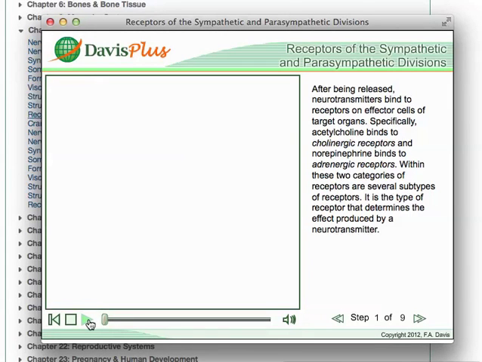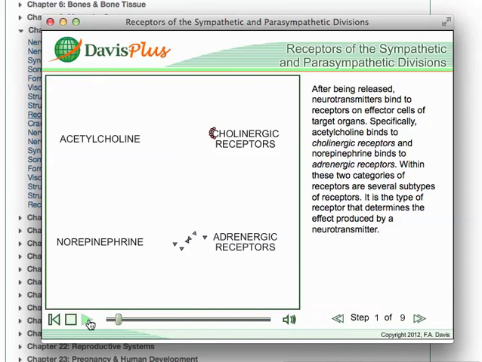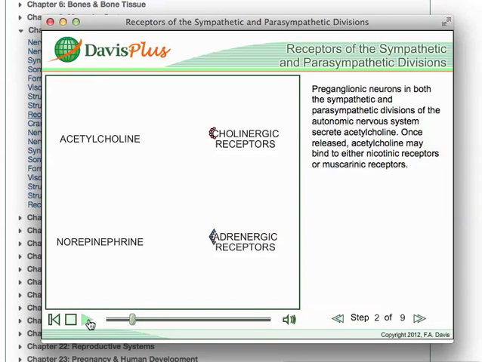After being released, neurotransmitters bind to receptors on effector cells of target organs. Specifically, acetylcholine binds to cholinergic receptors, and norepinephrine binds to adrenergic receptors. Within these two categories of receptors are several subtypes of receptors. It is the type of receptor that determines the effect produced by a neurotransmitter.